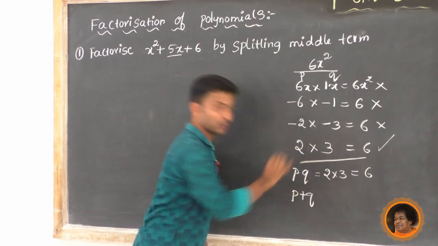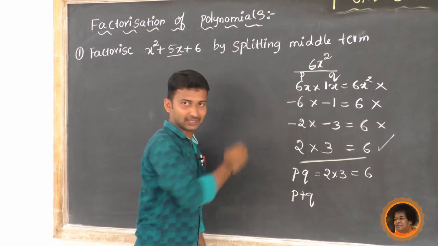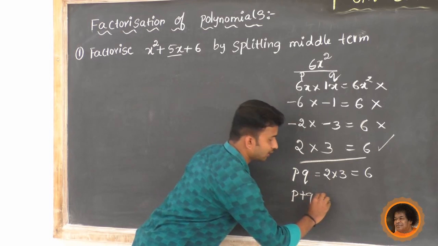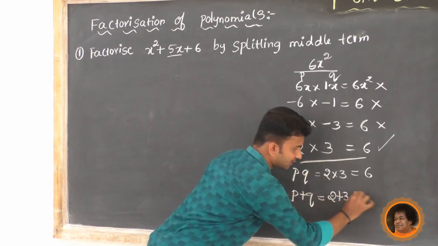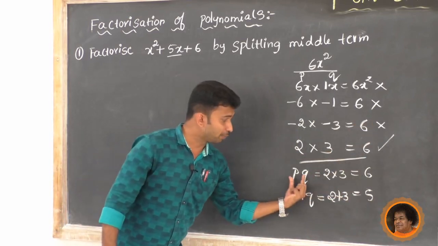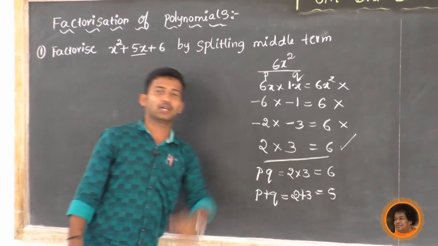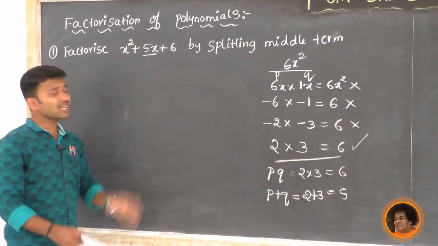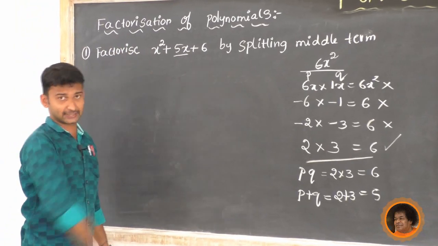P plus Q, that's the sum of the factors, is equal to 2 plus 3, which is 5. Therefore, P into Q is equal to 6 and P plus Q is equal to 5. Now again, consider the question x square plus 5x plus 6.